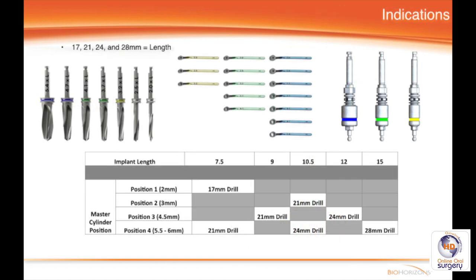When the surgical guide is fabricated, the master cylinder is positioned by the lab either 2 millimeters, 3 millimeters, 4.5 or 5.5 millimeters above the top of the implant. And depending on what length of drill is used, a 17, 21, 24, or 28 millimeter drill, that determines how deep the osteotomy is created. And then the actual depth of fixture placement is controlled using the implant drivers that have corresponding stop positions 1, 2, 3, and 4, which physically stops the implant placement at the correct depth.